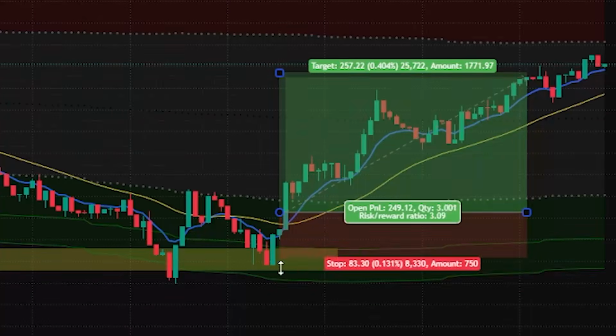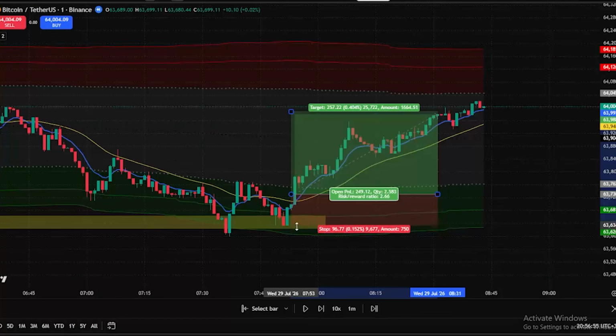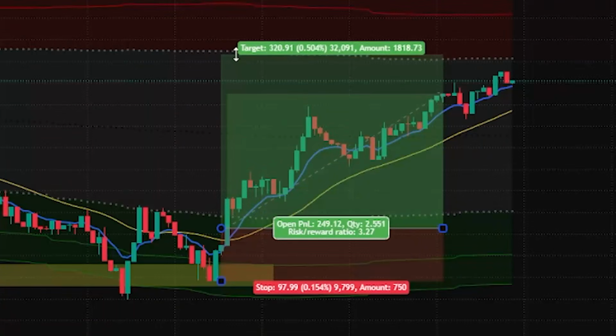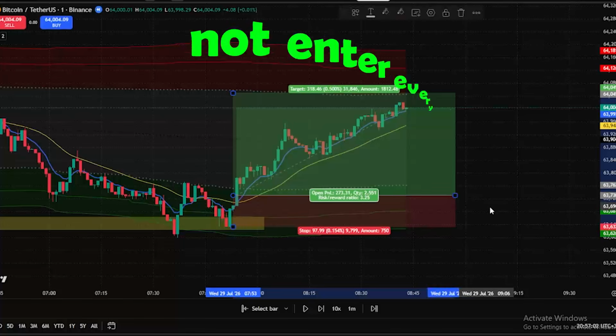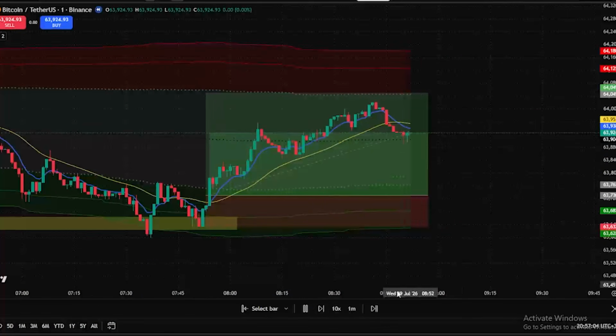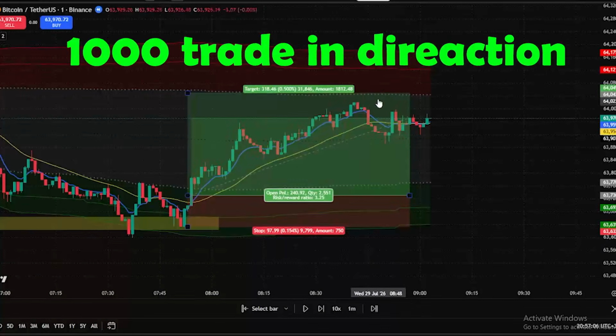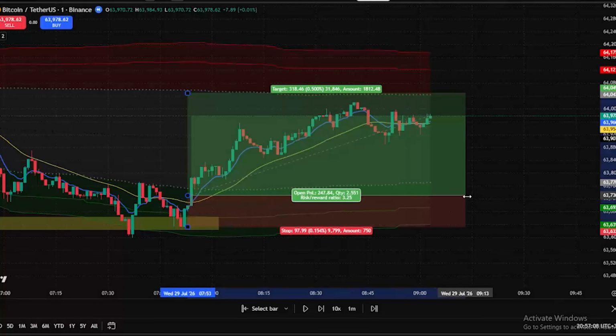The stop loss goes below the recent structure, where our trading idea would be invalidated, and the target is based on our risk-to-reward plan. But remember, the goal is not to win every single trade. The goal is to repeat the same process over hundreds of trades and let probability work in our favor.